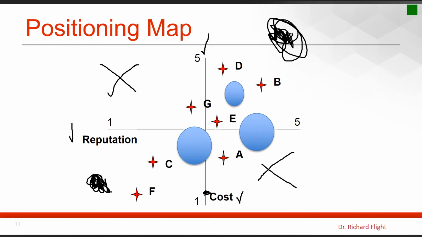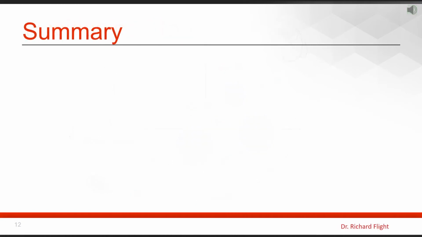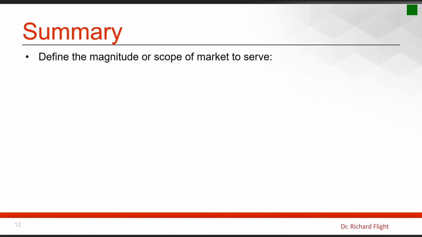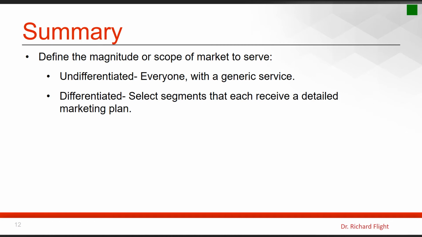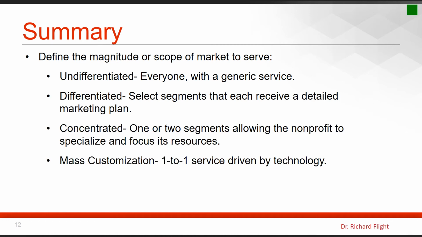In this video we cover a lot of material. We're talking about different scopes of market, and then how to choose the targets that we're going to go into and position them as we move forward. So we want to define the magnitude or the scope of the market that we're going to serve. And remember, there are four elements here from broad to narrow: undifferentiated, differentiated, concentrated, and mass customization.